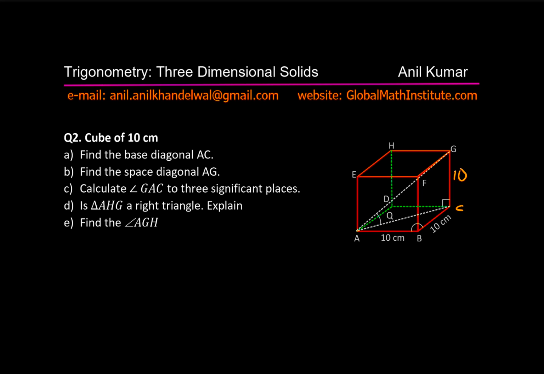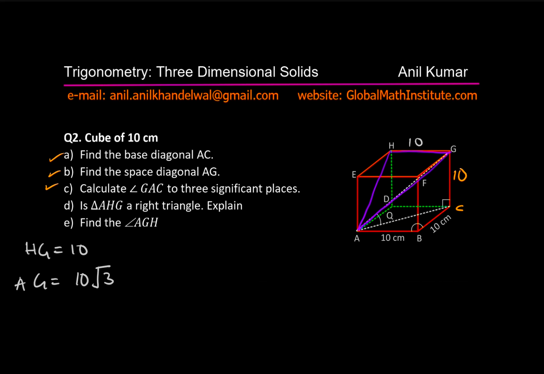So we found this was 10 root 2, and this is 10 root 3. Now the question is, we have already done the first three parts. Triangle AHG. So let's look into this triangle, A, H, and G. In this triangle, we know what AG is and what HG is. HG is equal to 10, right? It's a cube. And we know AG is 10 square root 3. Correct? So the second diagonal is square root 3. This diagonal, which is in the base, is square root 2.